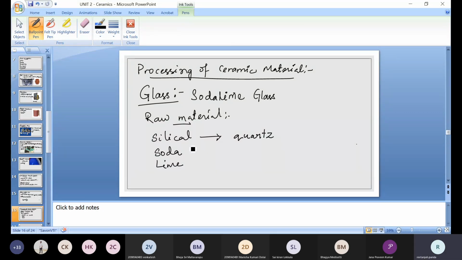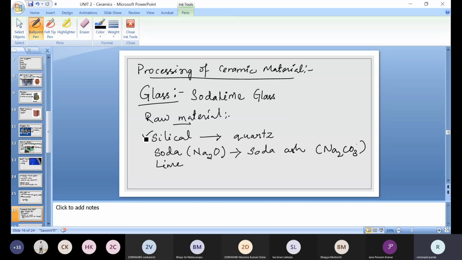Okay, similarly, what is soda? Here, our purpose of using soda is to get sodium, right? But we cannot directly take sodium, so we take soda, Na2O. How are we taking this soda? We are taking it as soda ash. Soda ash means, after burning we are left with the powder form, no? That is your ash. So this soda ash is nothing but Na2CO3. This is our raw material.